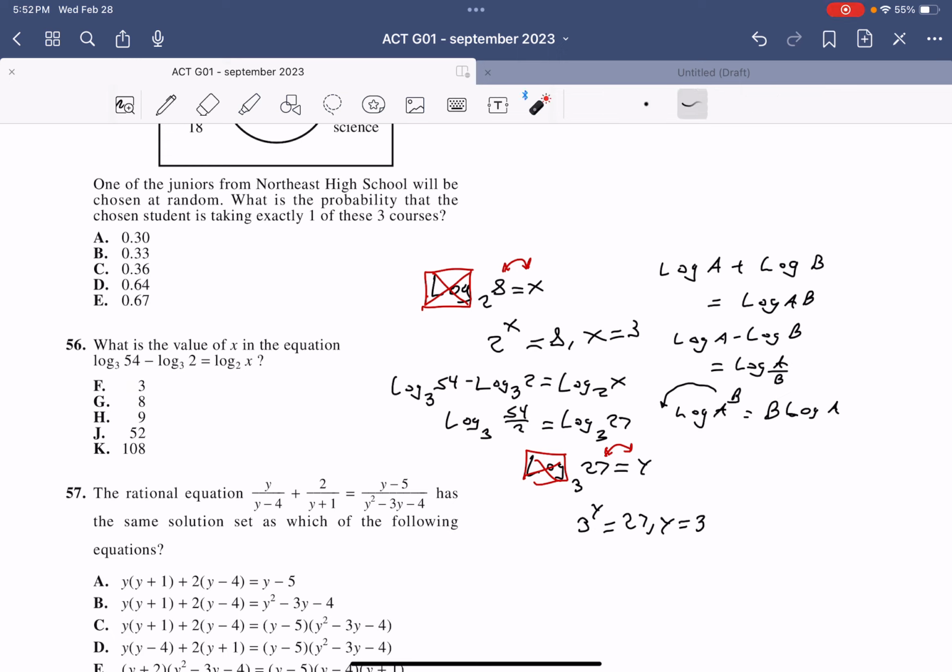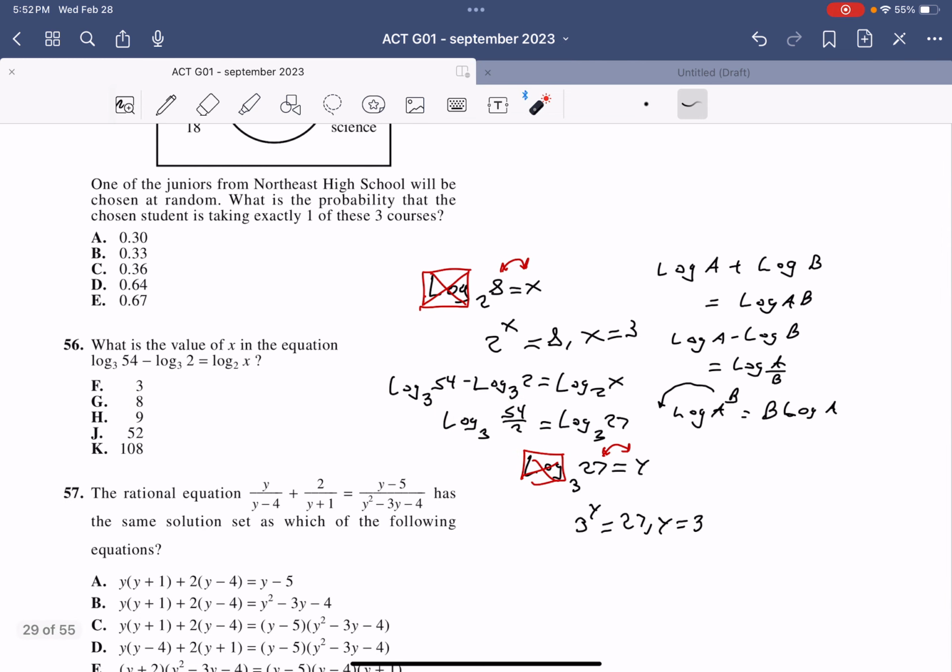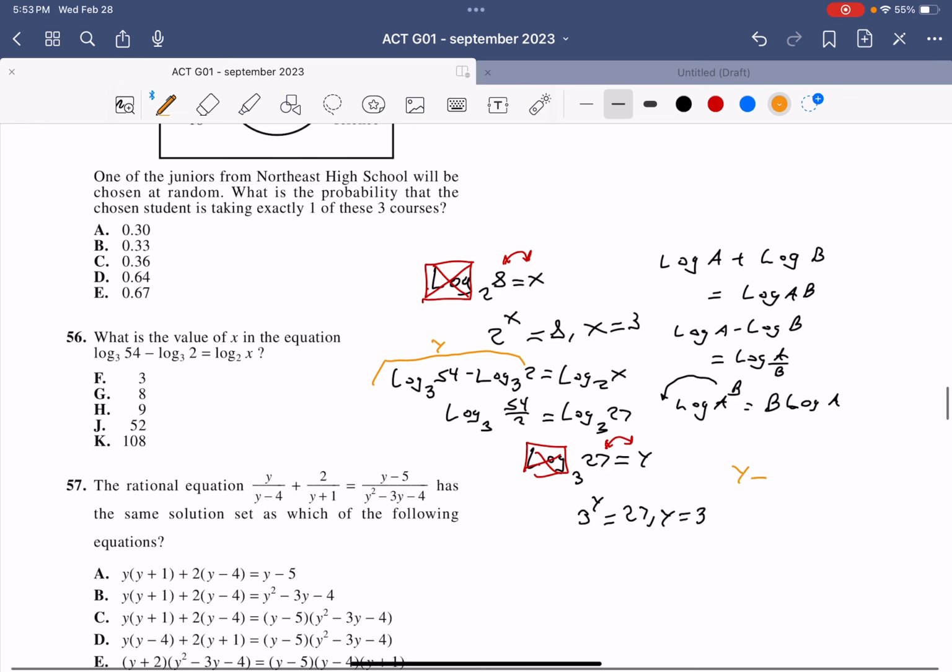Now, the problem's not done, because this whole thing here is just this, which we just solved for. This, which is just log base 3 of 27, we just found as y, and we solved for y, so y is 3. So that whole thing is really just y. Now we can rewrite this: y is equal to log base 2 of x, but we have a value for y because we just solved for it. So 3 is equal to log base 2 of x.